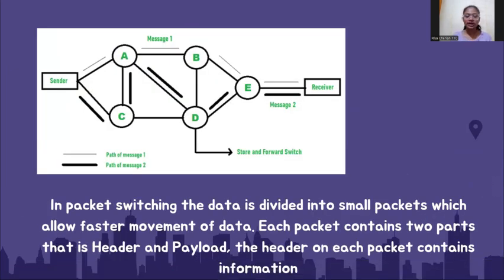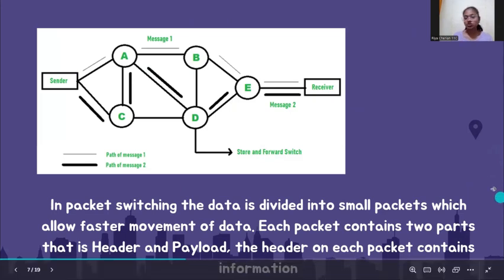As we know, in packet switching, the data is divided into small packets, which allow for faster movement of data. Here, each packet contains two parts, a header and a payload. The header on each packet contains the information which needs to be transmitted.